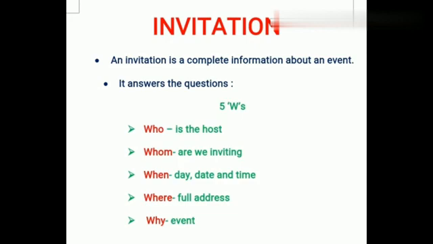We all know an invitation is a complete information about an event. Therefore, it must answer these 5 W's. The first one is who. Who is the host? Number 2, whom are we inviting? Number 3, day, date and time. Number 4, where, full address. And number 5, what is the event?